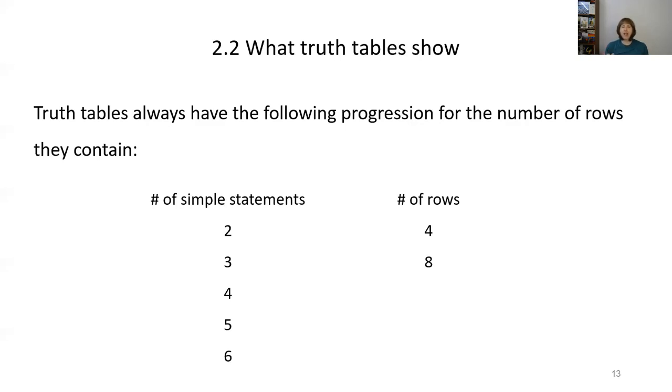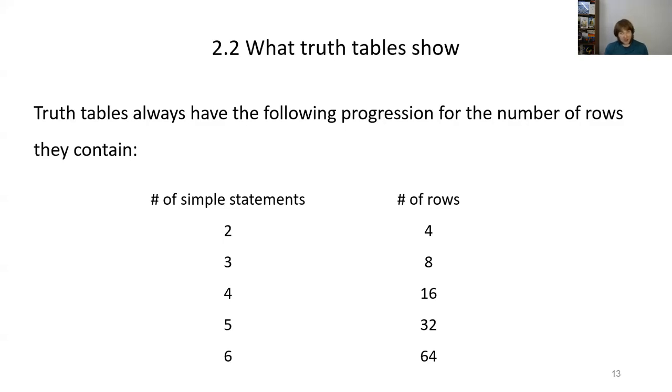So every time we have one more simple statement, we double the number of rows. So if we've got 2 simple statements, we get 4. We have 3 simple statements, we get 8. If we have 4 simple statements, we get 16. There are 5 simple statements, we'll have, think about it, 32. And if we have 6 simple statements, we're going to have 64. Now, I didn't put it here, but if you have 7 simple statements, that's 128 rows. If you have 8 simple statements, that's 256 rows. And you have 512 rows, 1,024 rows, so on and so on.